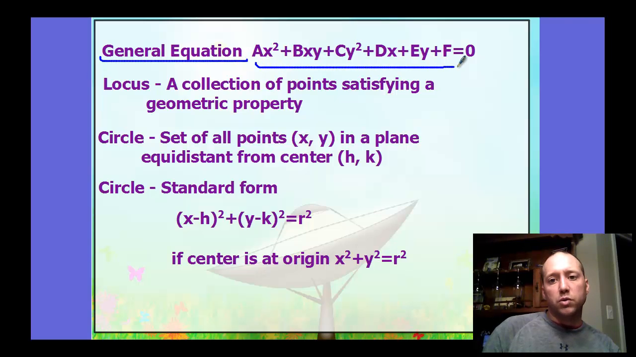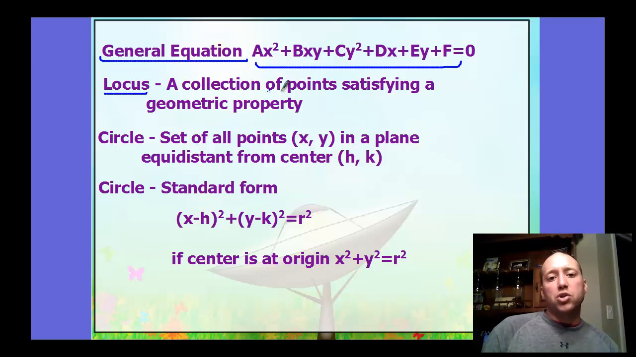The general equation for these is expanded like this. Here's your general equation, nice and long. So you have your x squared and you have a y squared, or sometimes you'll have a y squared for these. And you have all the other terms as well, and usually it equals 0. It's the general form for these equations.